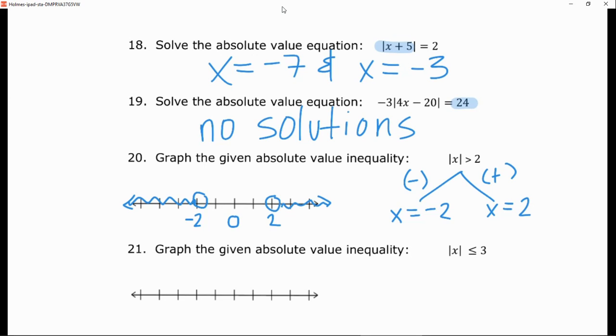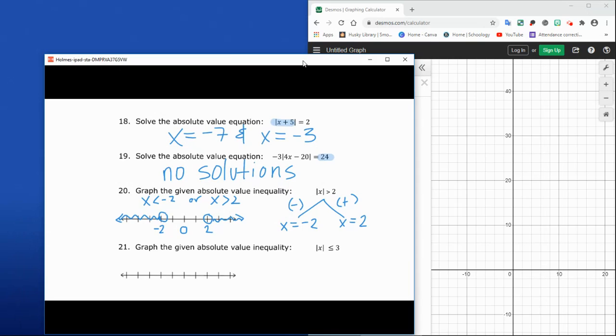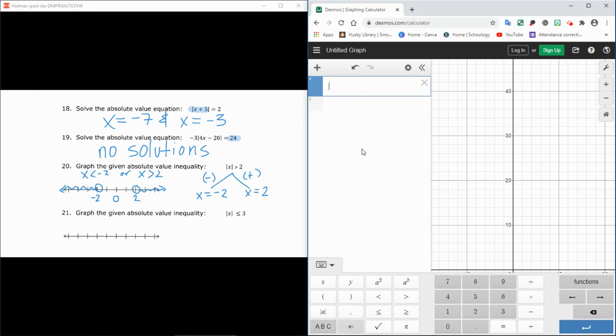So x can be less than -2, or x can be greater than 2. So choose any number that lands in that realm. Like you can plug in over here, we have like a 5. If you put 5 in there, the absolute value of 5, I can pull that over here so I can show you. The absolute value of 5 is 5, right? Remember, the absolute value changes any number to the positive version of itself. If it's already positive, it just stays positive.